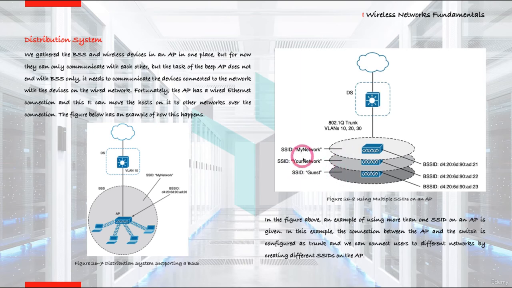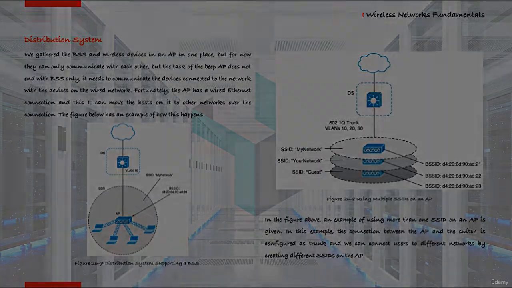In this way, we can separate the traffic of the users on the access point. Here, we can make our port between the access point and the switch a trunk so that different VLAN users on this access point can access the network.